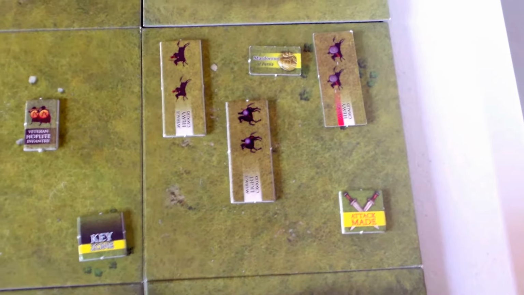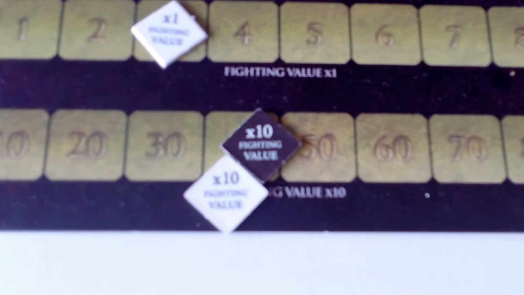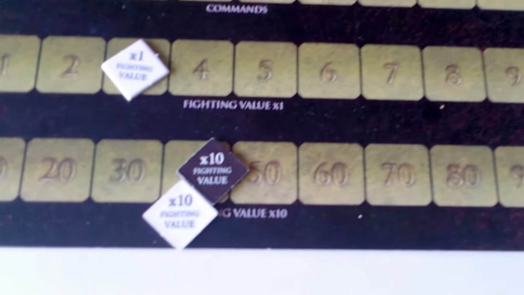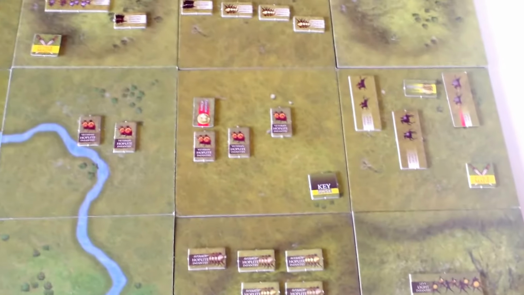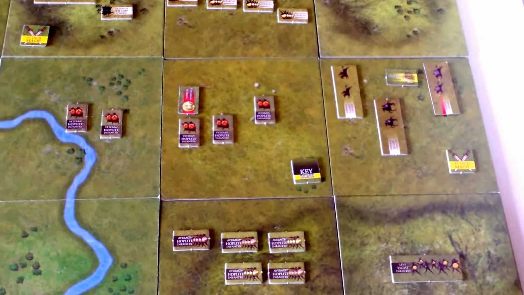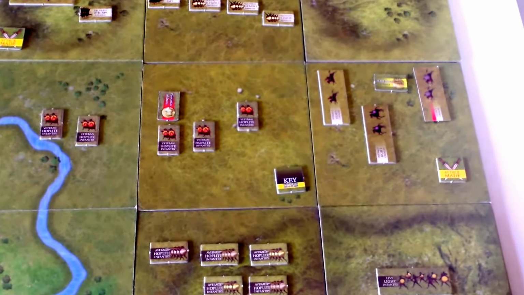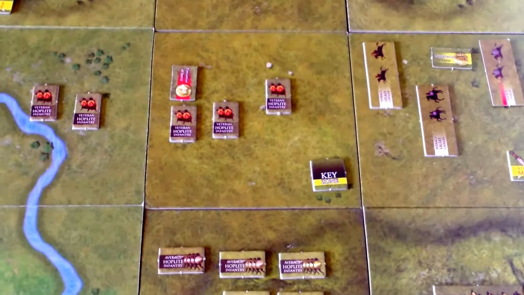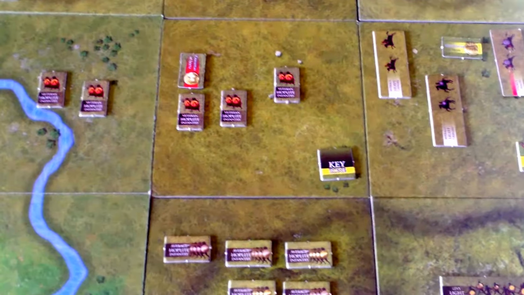cavalry group. So the Persians have got their fighting value up to 43, and so that's the situation after both sides have had 3 turns. I failed to mention the last previous turn, the Greeks rolled only 1 for their commands, so that sort of hamstrung them in terms of what they could do.